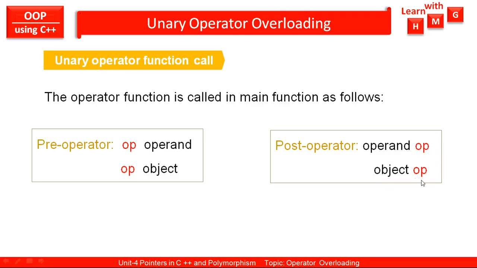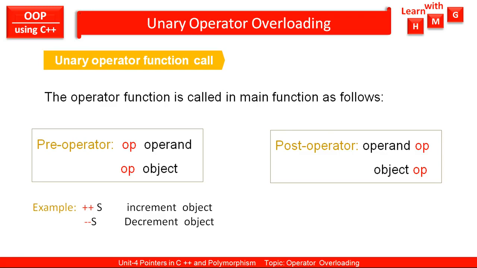Let us understand with the help of an example. So here is the example of the pre operator, that is ++s and --s. Here s is nothing but the object name, and with ++s the object is incremented by 1, and in the second example --s the object is decremented by 1. So ++s means increment object, --s means decrement object. So like this, pre-increment and pre-decrement operations are performed on the object.